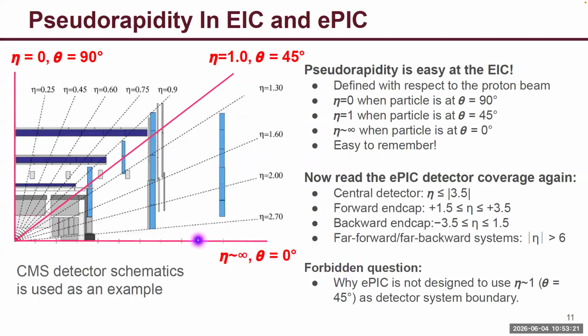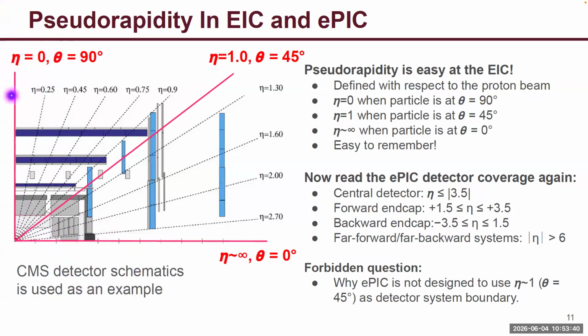This is an example of the CMS detector schematic. If you look at the rapidity, we remember we talked about eta, the pseudorapidity, being 0 when the particle is emitted perpendicular to the beam momentum, which is in this direction.